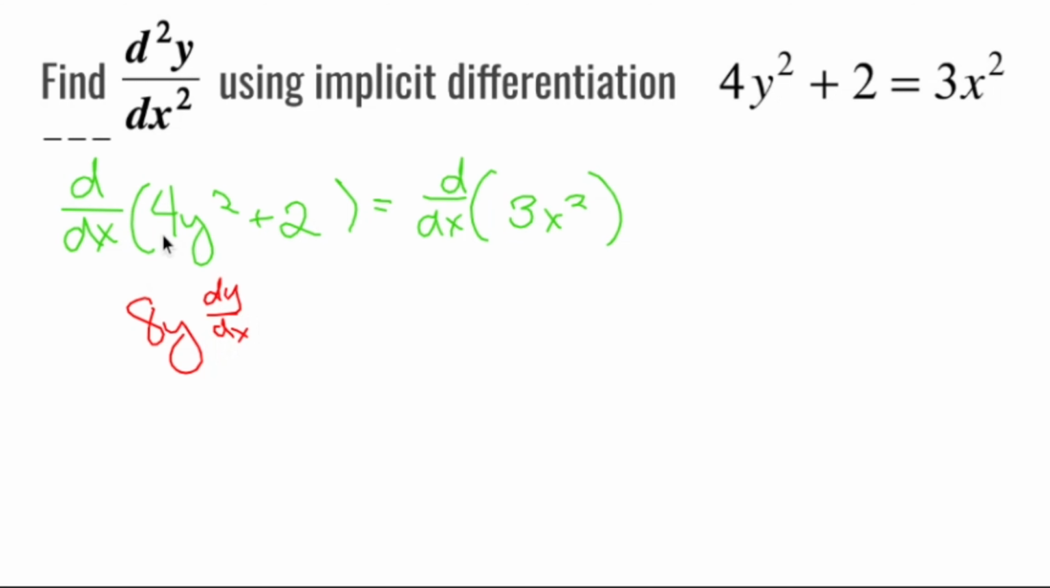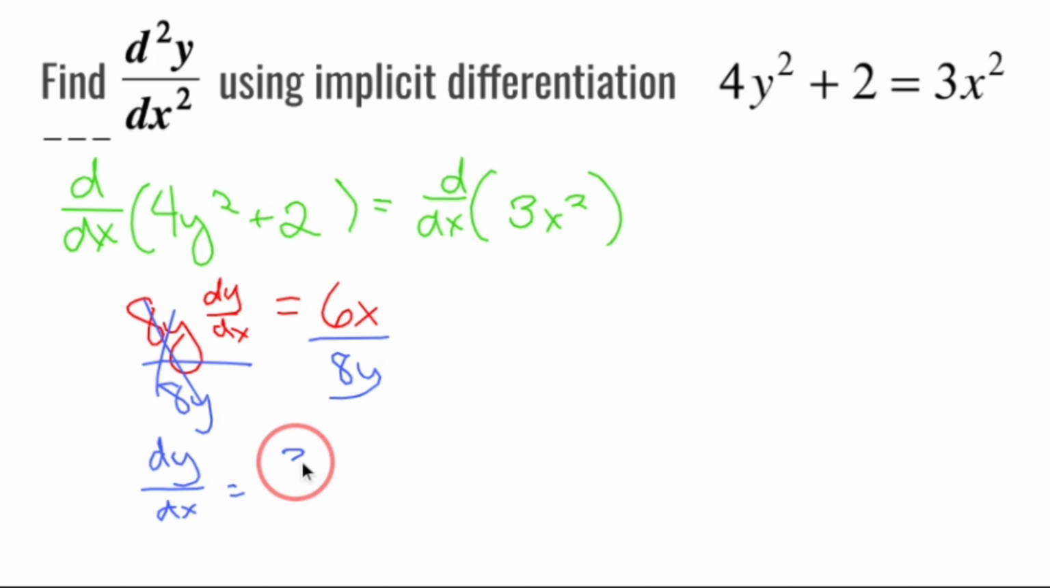That's going to equal, I'm jumping the gun here. Take the derivative of 2, gone. So that's going to equal the derivative of 3x squared, drop that down, that is 6x to the first, and now I have to get dy dx all by itself. So divide both sides by 8y, and dy dx is now simplified out to 3x over 4y. Okay.